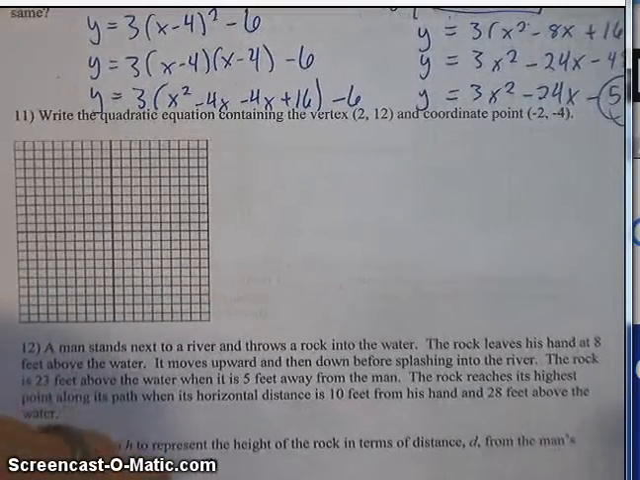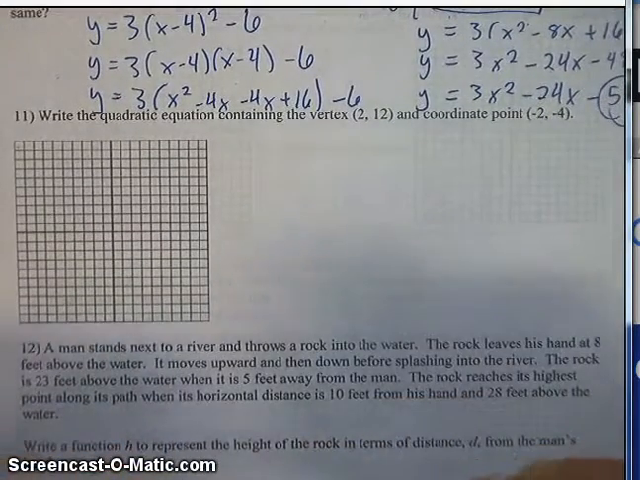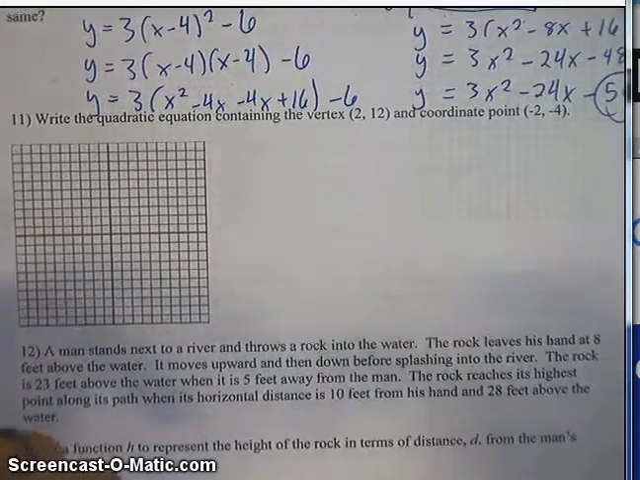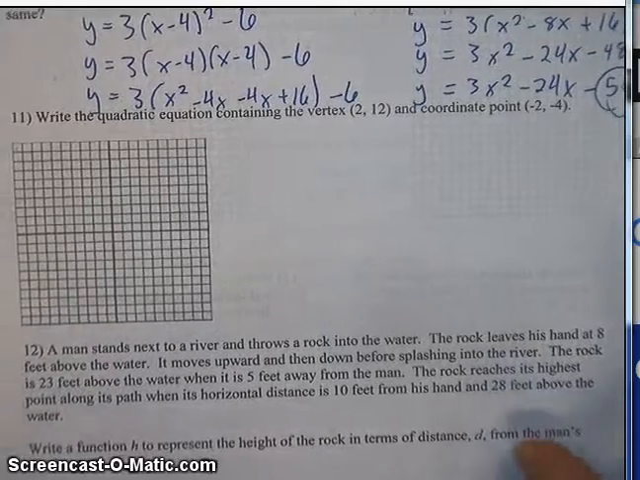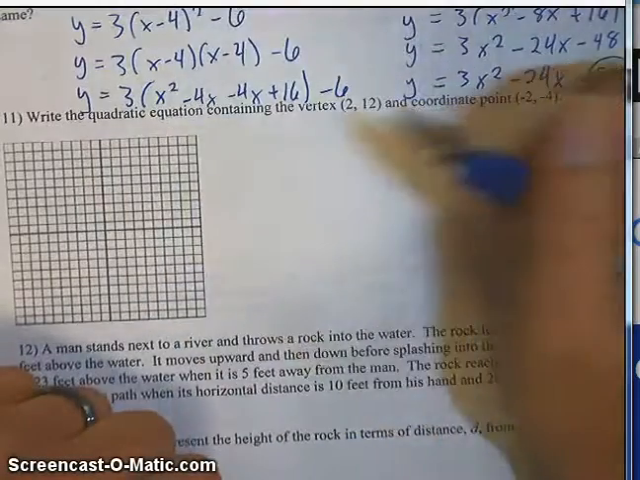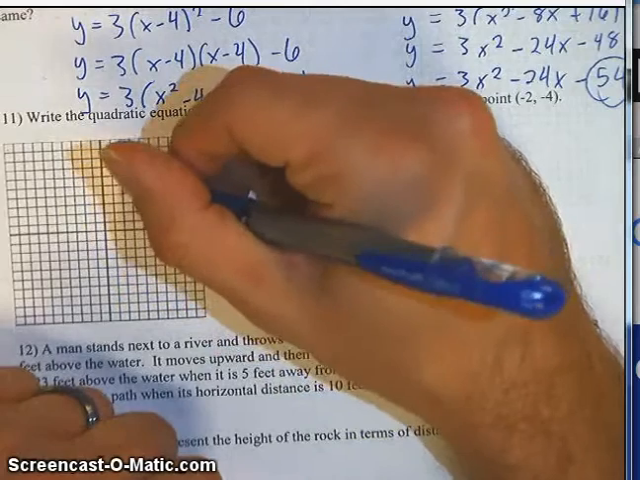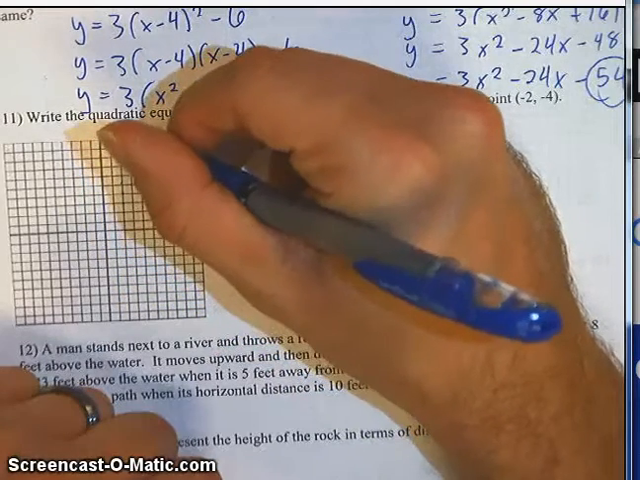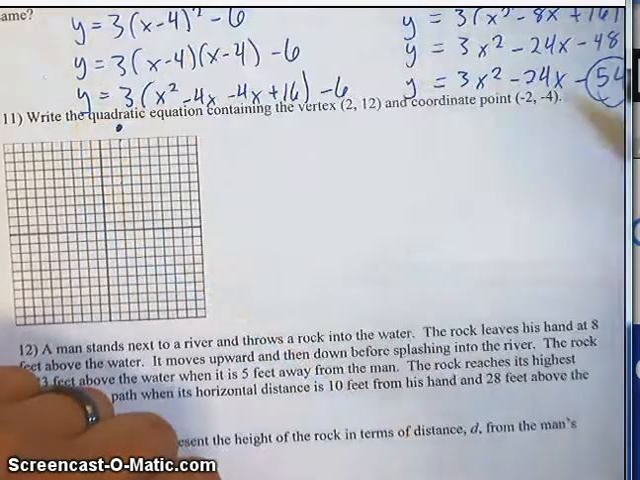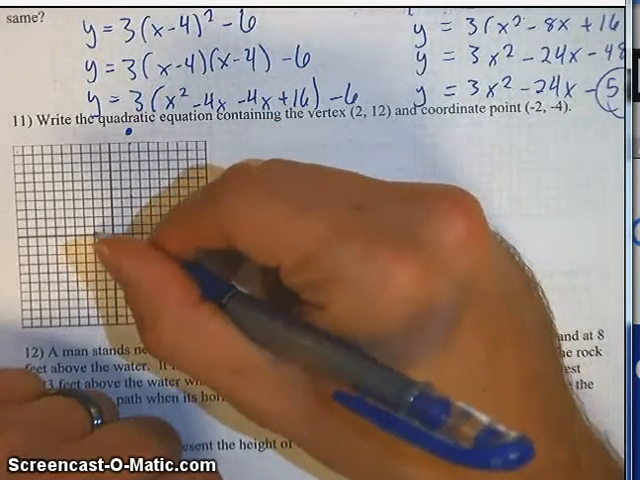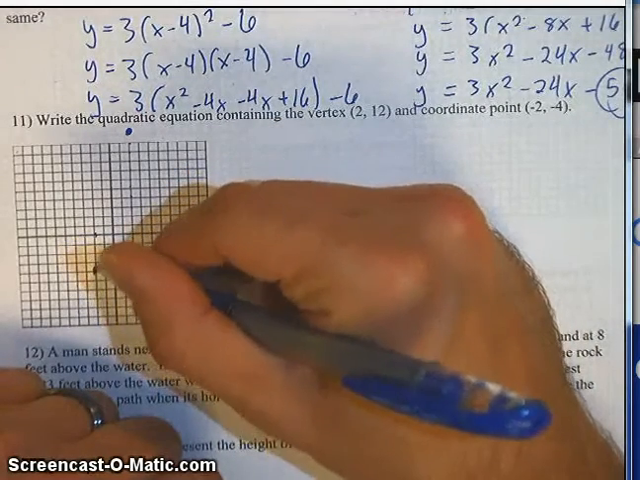All right, number 11: write the quadratic equation containing the vertex 2 comma 12, and the coordinate point negative 2 comma negative 4. So I know my vertex is at 2 comma 1, 2, 3, 4, 5, 6, 7, 8, 9, 10, 11, 12. So it's like up here. And the coordinate point negative 2, negative 4.